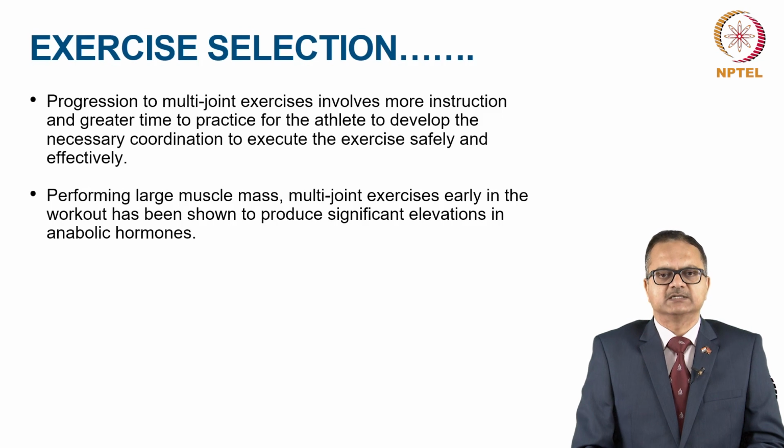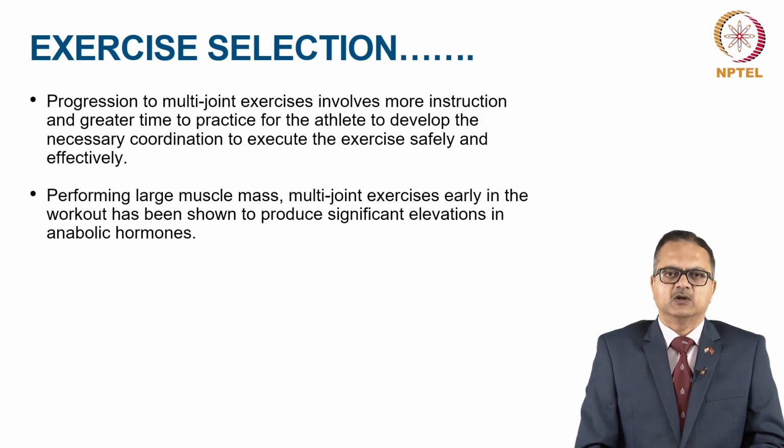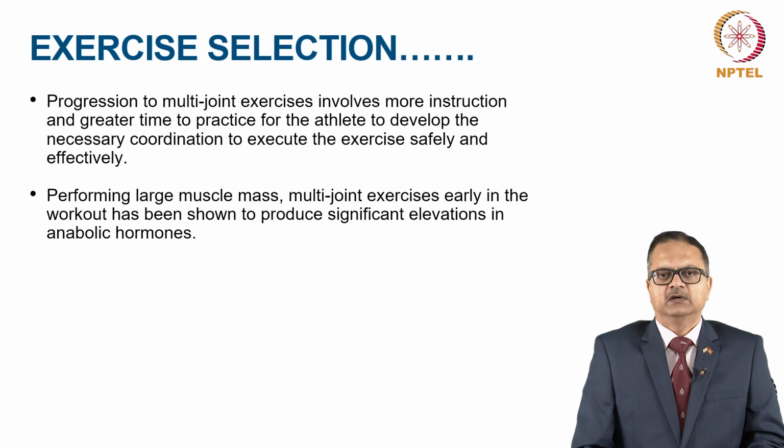Progression to the multi-joint exercises can be done after the athlete has got good instruction and adequate time to practice. Because unless the necessary coordination is developed, these exercises, multi-joint exercises, cannot be performed safely and effectively. Performing large multi-mass, multi-joint exercises early in the workout has been shown to produce significant elevation in anabolic hormones, which is required for the injury rehab process.